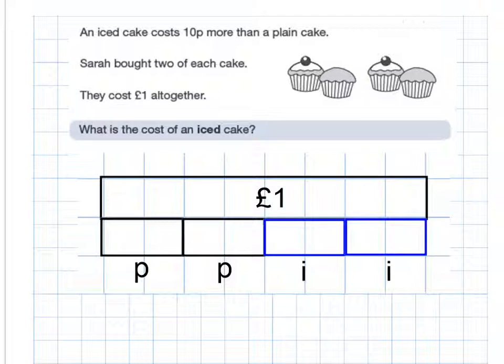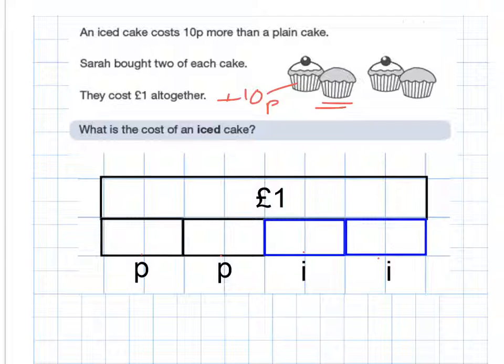And finally, today we've got an ice cake costing 10p more than a plain cake, so I might put a little note on there. This ice cake is 10p more than one of these plain ones here. She bought 2 of each cake, so I've represented that down here. I've got my 2 plain and my 2 iced. Now altogether that cost £1.